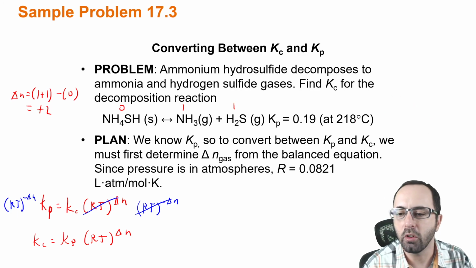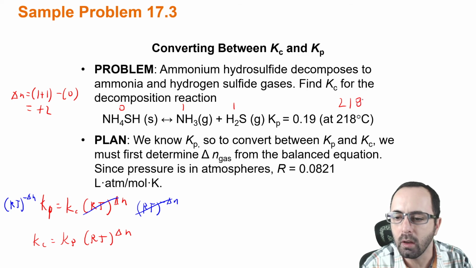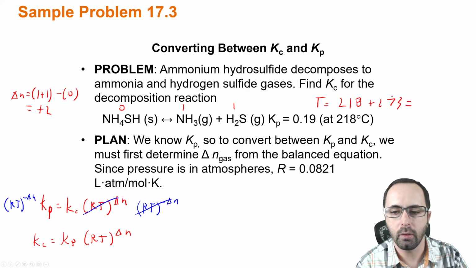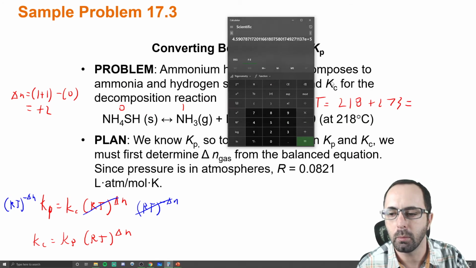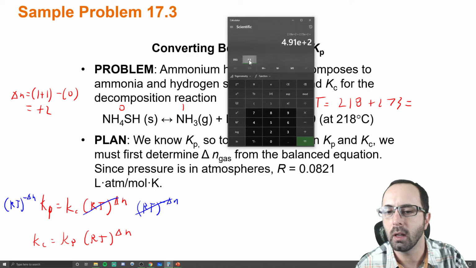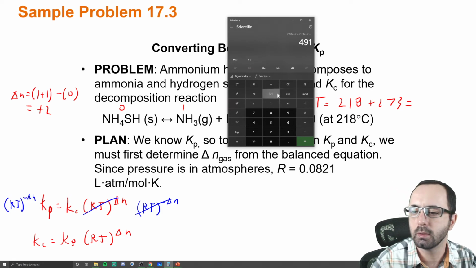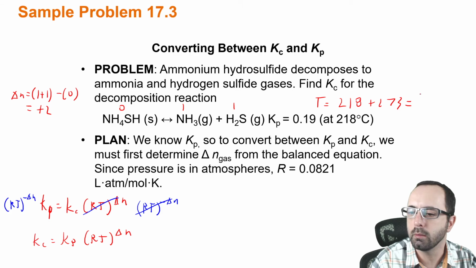And then for temperature, it's 218 Celsius, but we can't use Celsius. We got to use Kelvin. So the temperature is going to equal 218 plus 273. You can probably add those in your head, but we can use a calculator too. 491. So our temperature is 491.